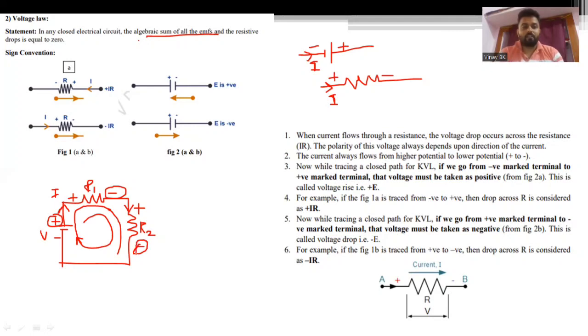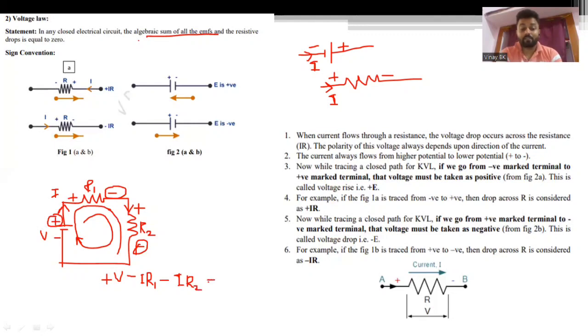Now I will apply the KVL statement to this circuit, that is nothing but the algebraic sum of all the EMF and resistive drops equals 0. So you can see now the algebraic sum of voltage: plus V. Voltage drop is nothing but IR drop, so minus I into R1 minus I into R2 equals 0. So this is the equation. Till here you have to write in the examination.